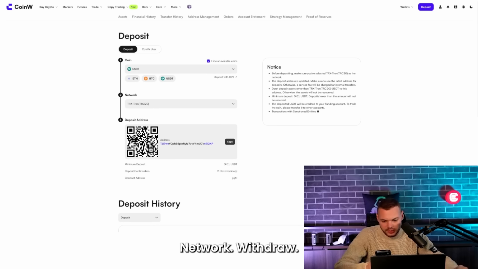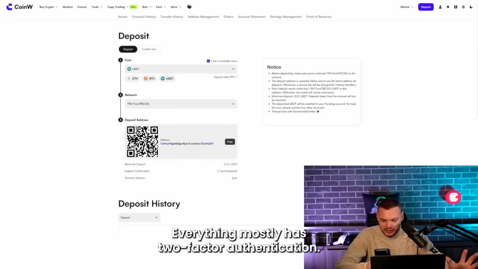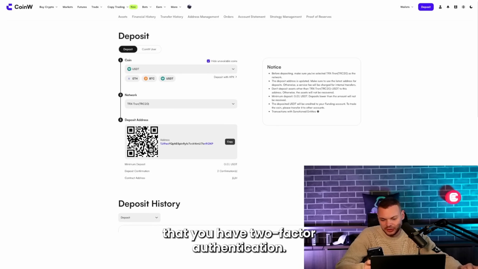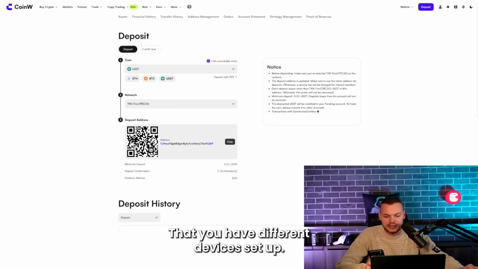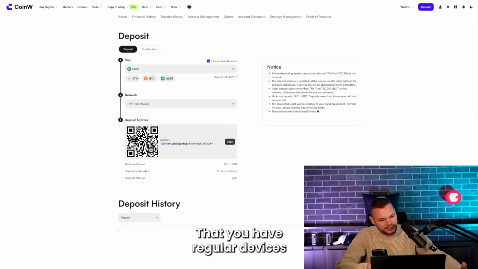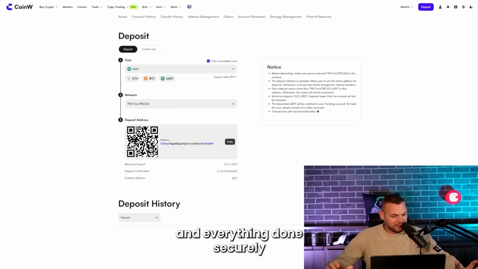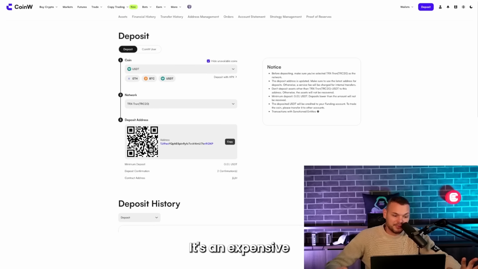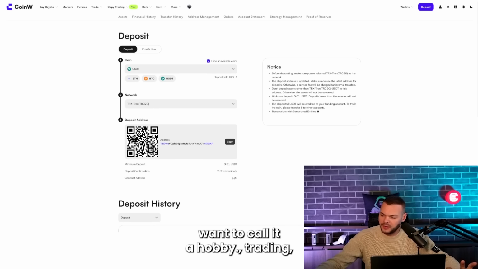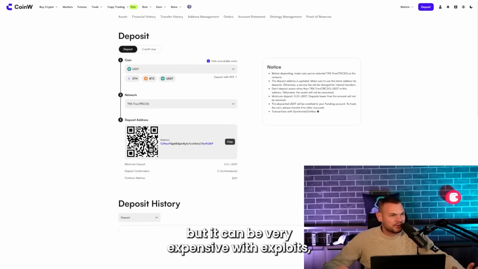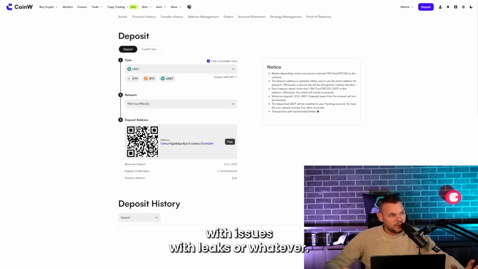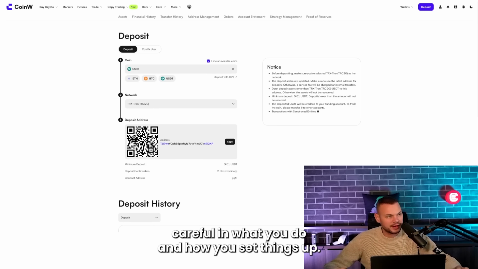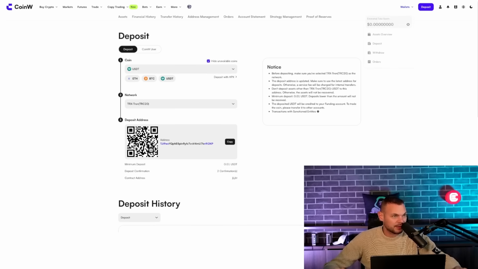Network, withdraw. Everything mostly has two-factor authentication based here. I cannot stress enough, guys, how important it is to make sure that you have two-factor authentication, that you have different devices set up, that you have regular devices, authentication devices, and everything done securely, because still it is real money. It's an expensive, well, I don't even want to call it a hobby, trading, but it can be very expensive with exploits, with issues, with leaks or whatever. So please, guys, be very, very careful in what you do and how you set things up.